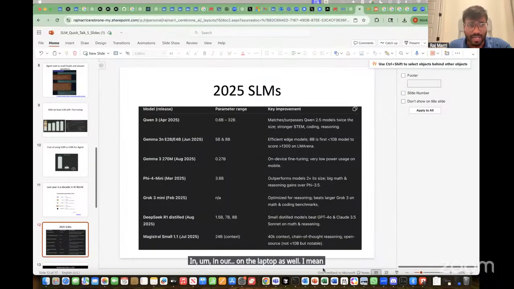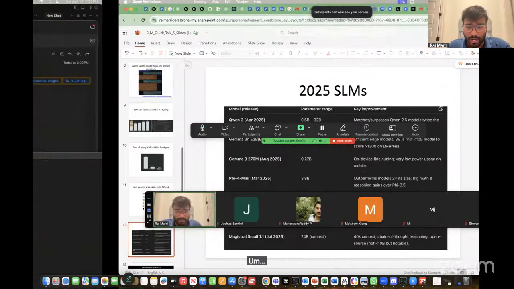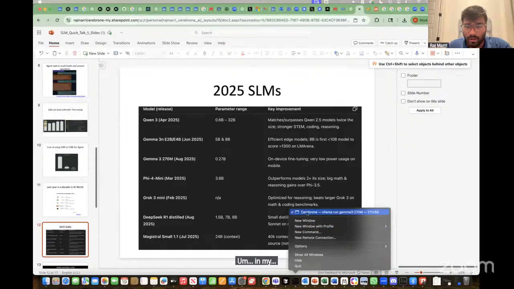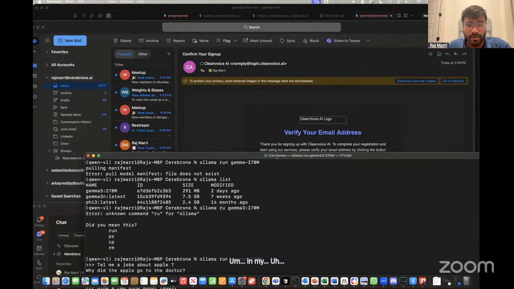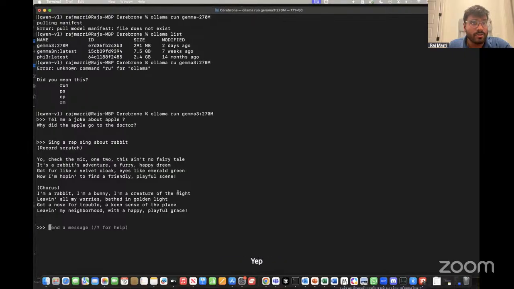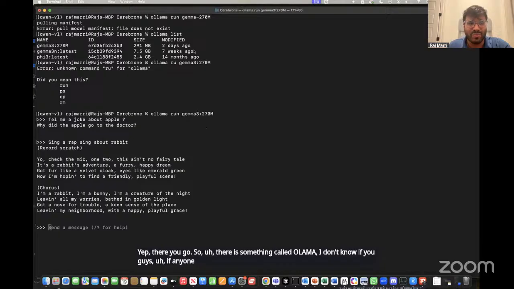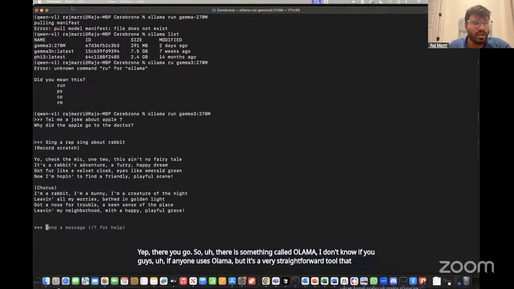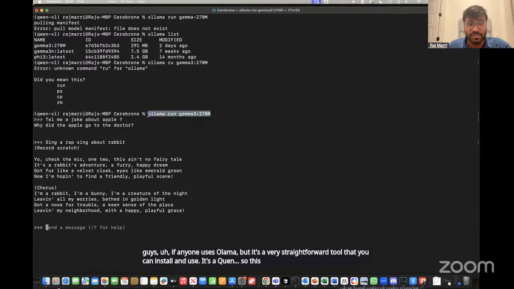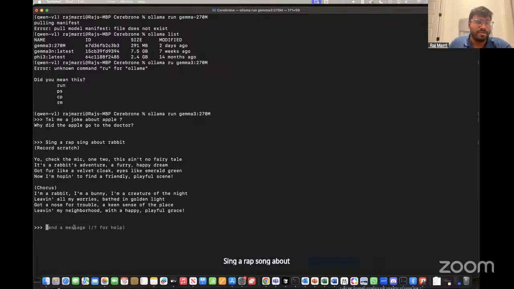I could actually run that in my... Yep, there you go. So there is something called Ollama. I don't know if anyone uses Ollama, but it's a very straightforward tool that you can install and use. This is the model which I'm running, which is ollama run Gemma 3 270 million parameter model. It's pretty straightforward. I ask a few questions, like sing a rap song about a rabbit, or some small questions.